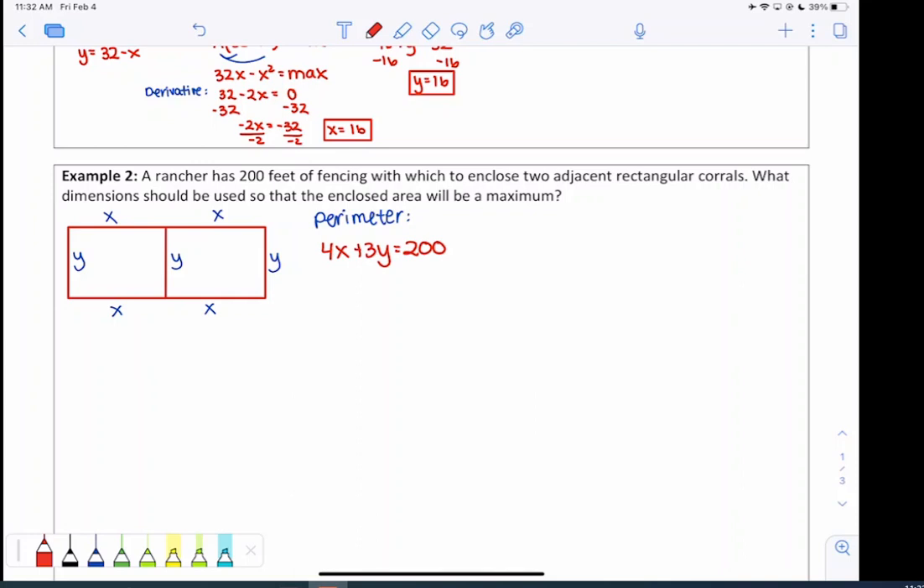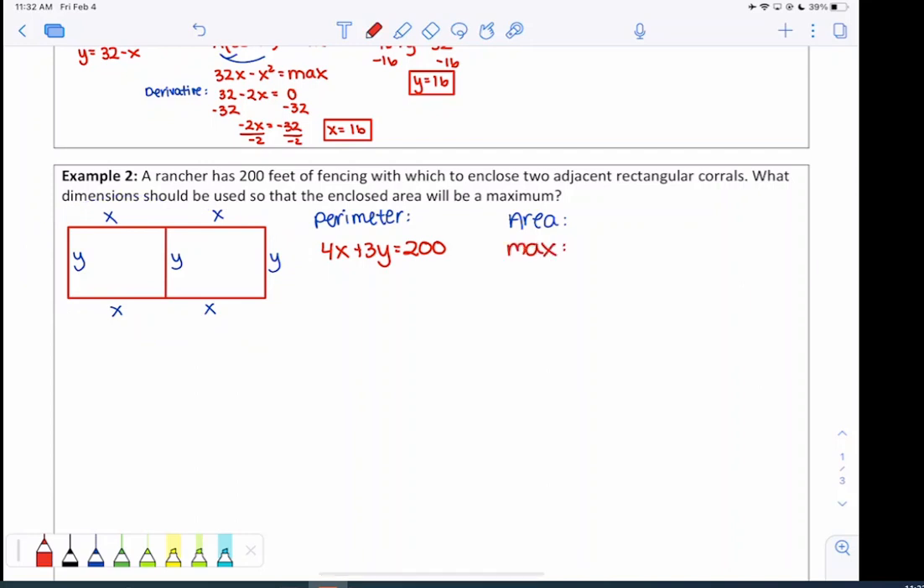Now this is just what I'm given. I'm not trying to maximize my perimeter because I only have 200 feet of fencing. What am I trying to maximize? My area. So what's an equation for the total area of this? Yeah, my length times my width. This is what I'm trying to maximize.